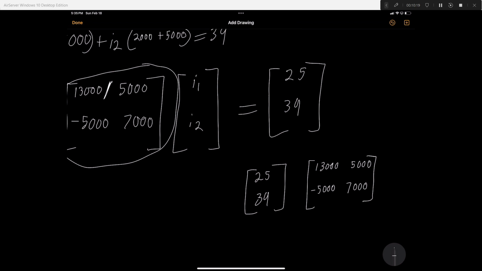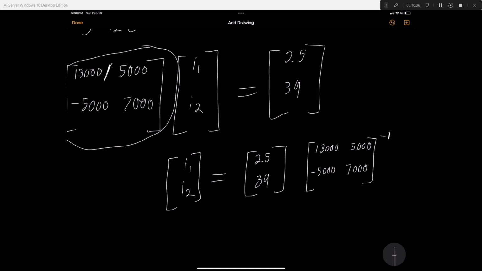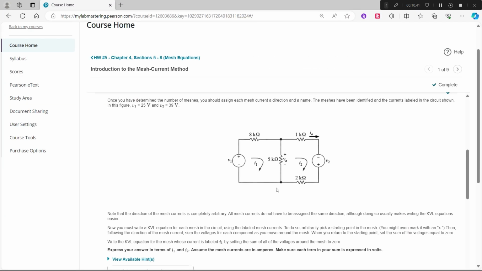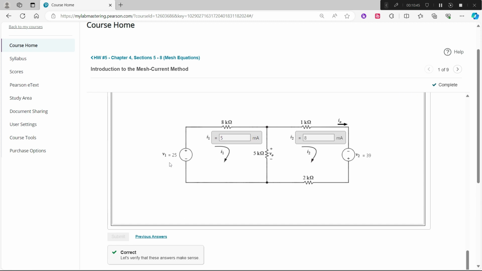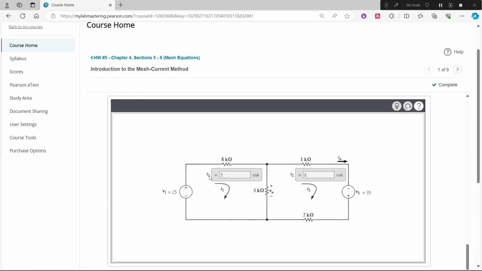And since you divided it over, it would be 1 over this matrix. But we can just bring it up with a negative 1 exponent, equal to I1, I2. And that's how you solve for the matrix, right? And then we'll go to the next set of problems that you need. So after you solve the matrix, we find I1 and I2. I1 should be 5 milliamps. I2 should be 8 milliamps.